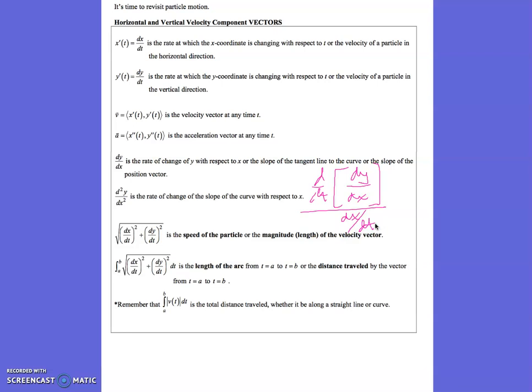Alright, so the next one we have the speed of a particle, which could also be called the magnitude of the velocity vector. When they ask for the magnitude of the velocity vector, the way that we name that is the absolute value of the velocity vector. That's how we will name that. We have the length of an arc, or they could say the distance traveled. Make sure that you are mindful of all of these formulas.